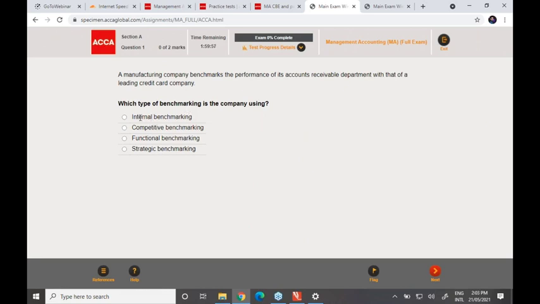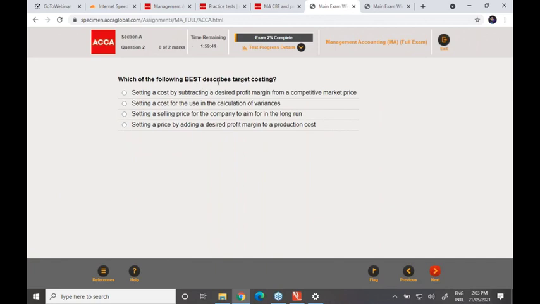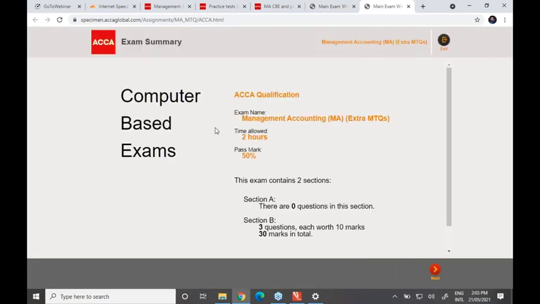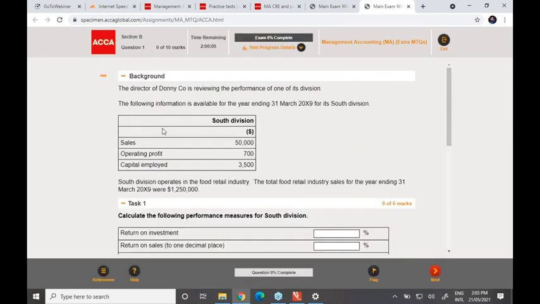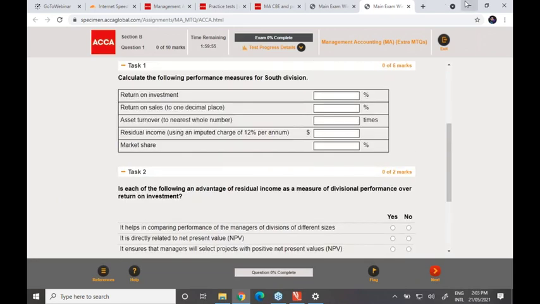This is benchmarking, our first question. Accounts receivable is functional benchmarking. The answer is right. If you click competitive benchmarking, it will give you the wrong answer. Functional benchmarking, right? Click on next. Best target costing. For example, if I give the wrong answer, it will tell me it is wrong. Next, then again you have to calculate. And this is the extra MTQ. You have to go next, start your exam. So you must use the resources of accaglobal.com.